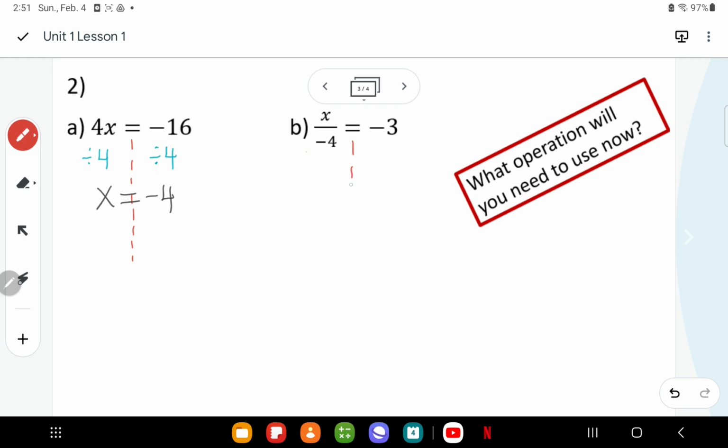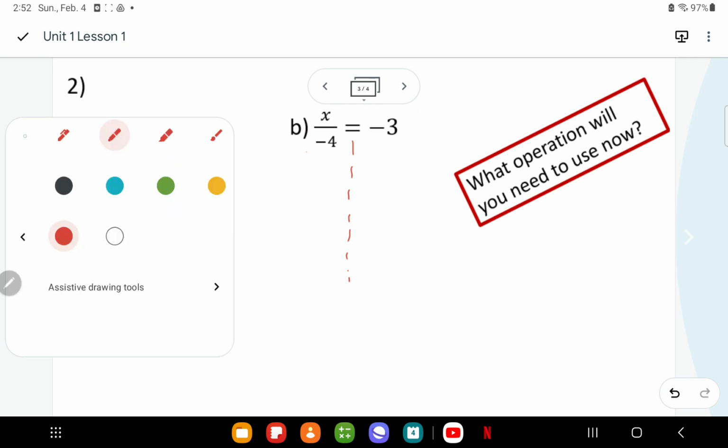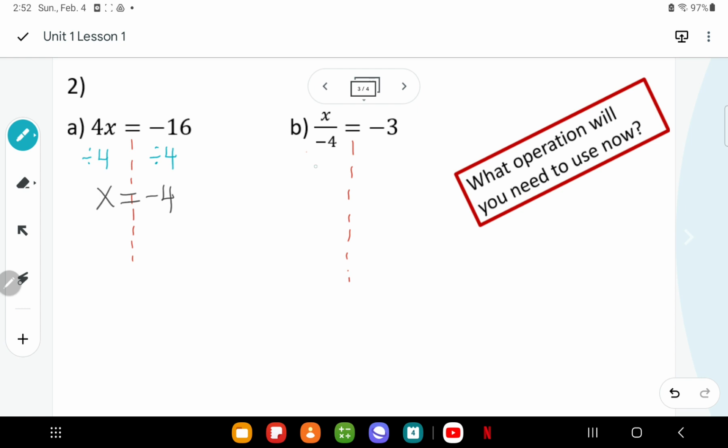Next one, put my dotted line down the middle. Now here, fractions, I've got x over -4. So that means divided by -4. And the opposite of divided by is times. So I'm going to multiply by -4 on both sides. Oops, I need a negative there.